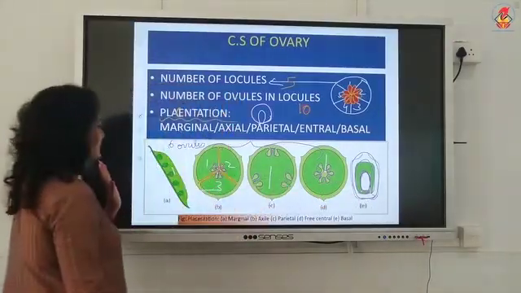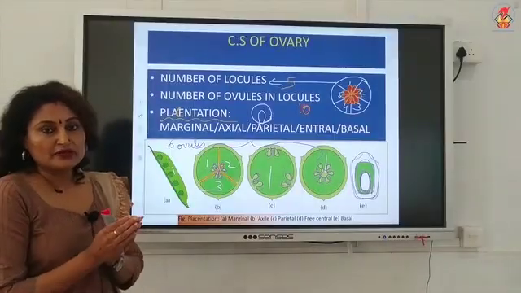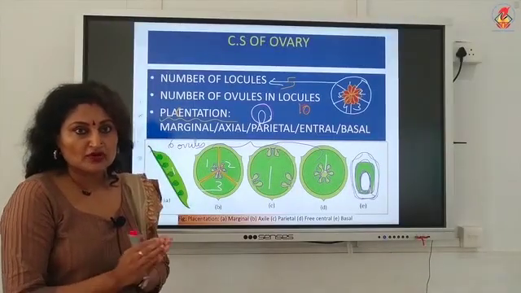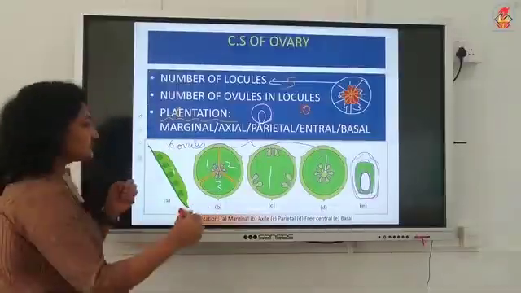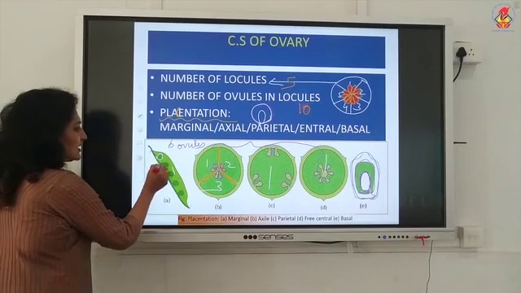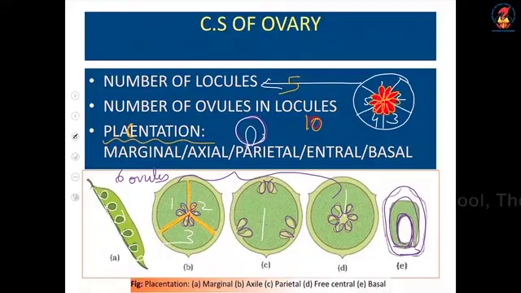And then marginal. Here marginal, look at this like the pea. When you open the pea pod or when you open the beans pod, how is it? You can see the seeds aligned at the ventral ridge. Same way you can see ovules are arranged, countless number of ovules arranged on a ventral ridge inside the ovary. And is it loculated? No, it is monolocular. So all are monolocular.